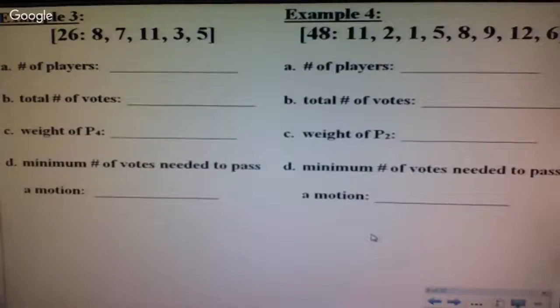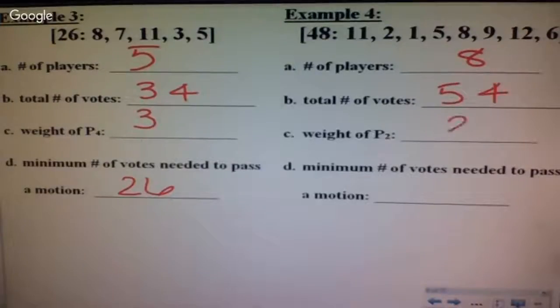Alright. Are we good to go over this? Yeah. All right. Example 3, number of players: 5. Total votes: 34. Weight of player 4: 3. Minimum number of votes: 26. Number of players: 8. Total votes: 54. Weight of player 2: 2. Minimum number of votes: 48. Bam. Y'all are super smart. I told you, y'all got this. Y'all walked into this class like, what's discrete? I'm gonna fail this class. Somebody help me.